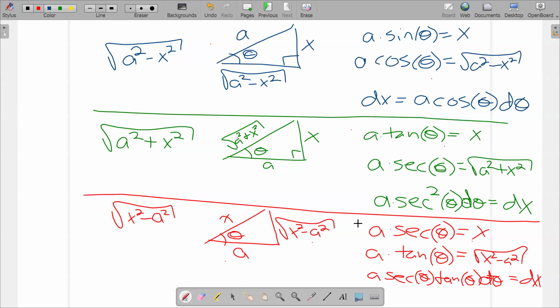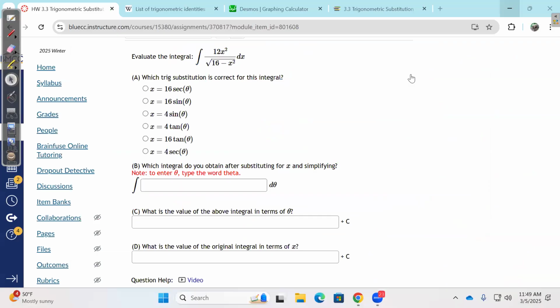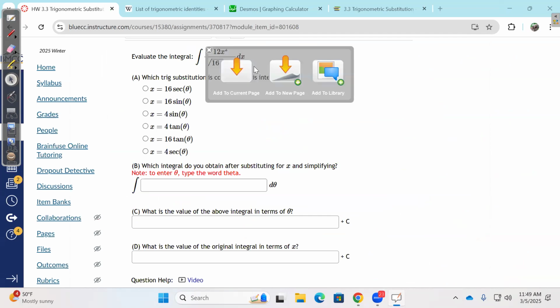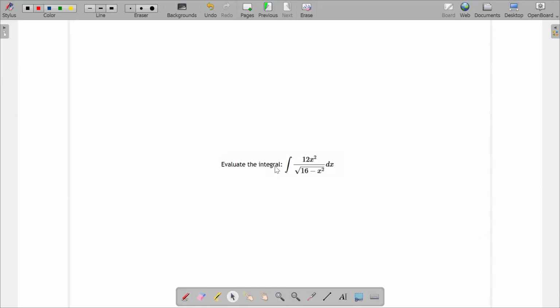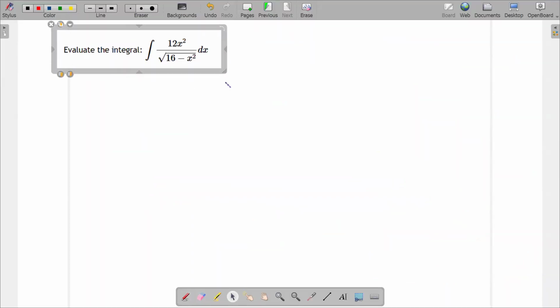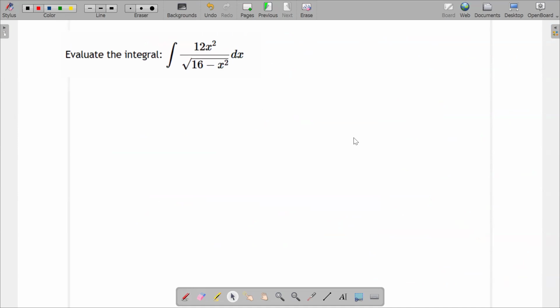The problem I was given was an a squared minus x squared. So that means the sine is the key to this one. Before I pick, I'm just going to write out some notes on this one. So the square root is what I'm focusing my attention on. And according to my notes, I should let the opposite side be x.